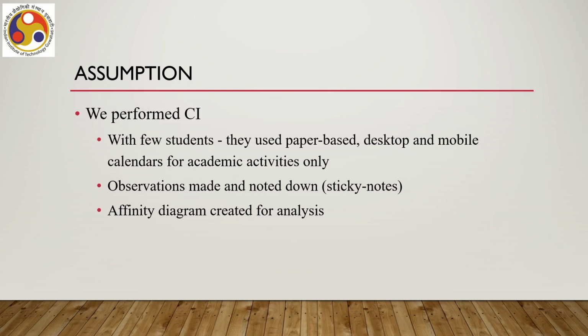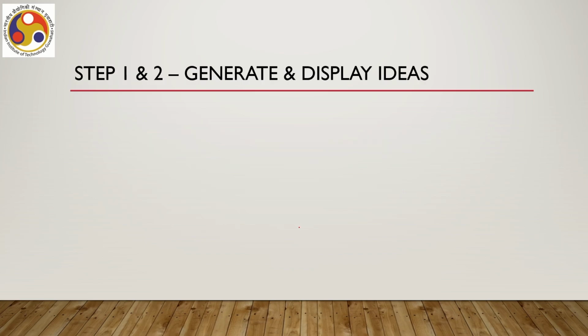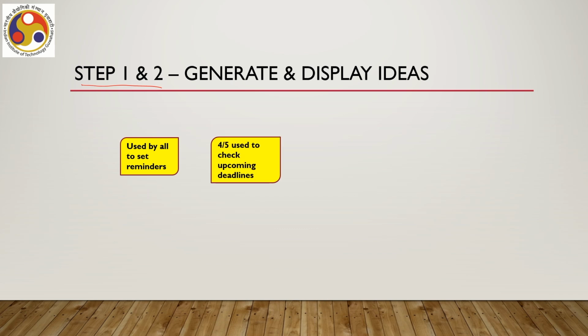Now, here let us assume for the sake of simplicity in the discussion that we have performed the CI with few students. They used paper based, desktop and mobile calendars for academic activities only. Observations are made and noted down, which are our ideas. Those are noted down using sticky notes, and finally an affinity diagram is created for analysis. So, step 1 and 2, generate and display ideas. These are the ideas.